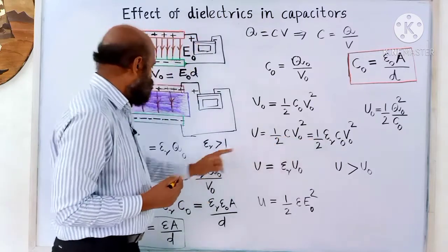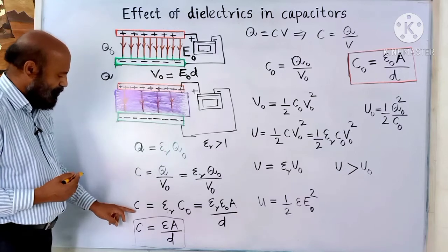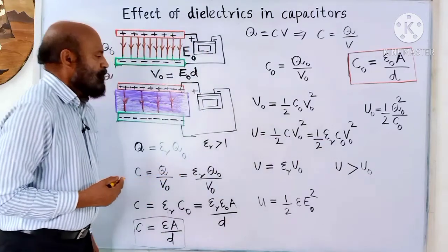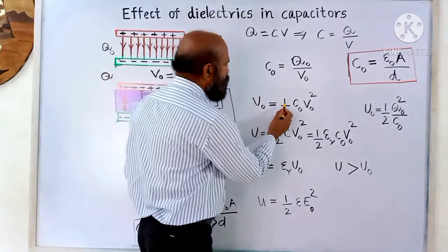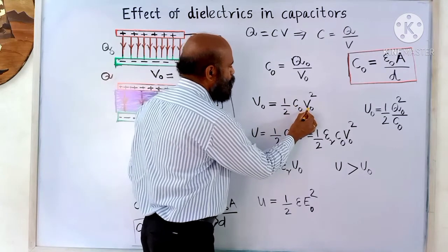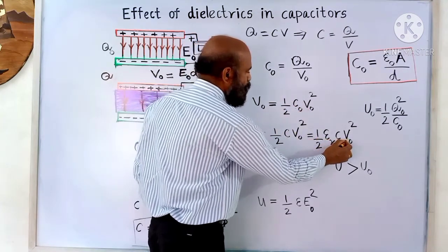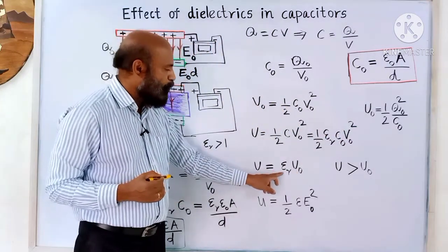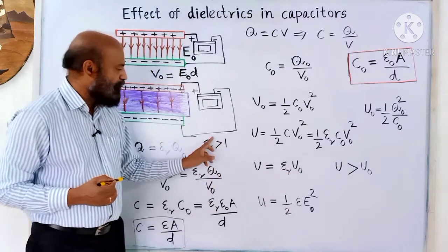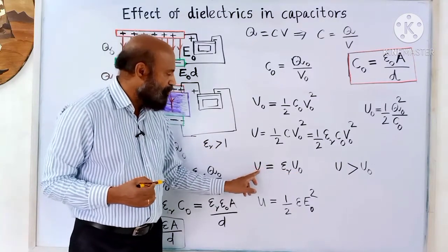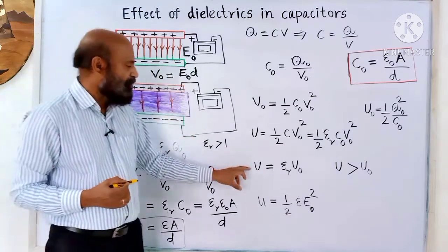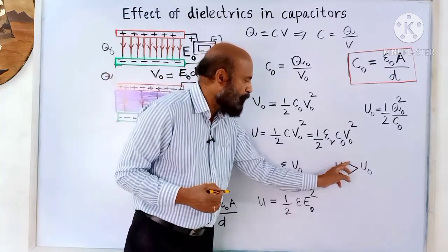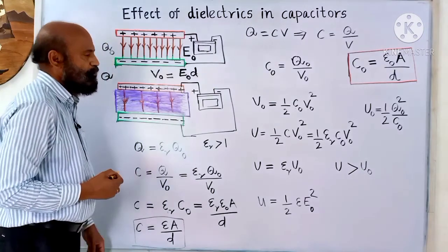So for the C, we can write C is equal to epsilon R C0. Now you can see here half C0 V0 square, half C0 V0 square. For this, we can write U0. So U is equal to epsilon R U0. Epsilon R is greater than 1, so energy stored with the dielectric is greater than energy stored without dielectric. U is greater than U0.